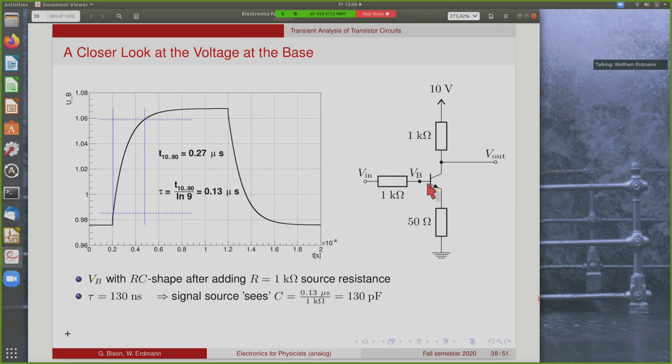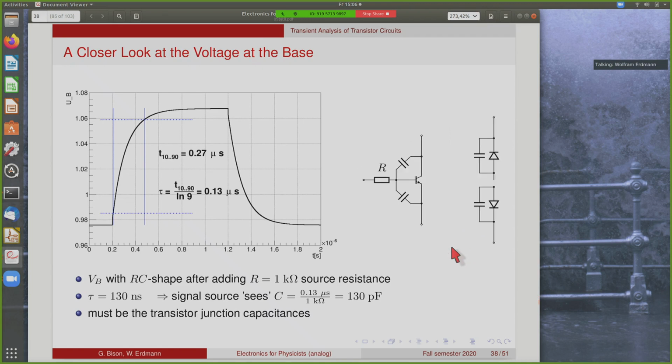So the question is, where do we have these 130 picofarads, even if there's nothing connected to the output? And the answer is, of course, that these are the junction capacitances of the transistor. So these play a very important role for the speed of your circuit. And maybe you remember that from the diodes, that every diode has a junction capacitance, and since this transistor can be viewed as a pair of two diodes, we can certainly expect to have this type of capacitances between the base and the emitter, and the base and the collector.